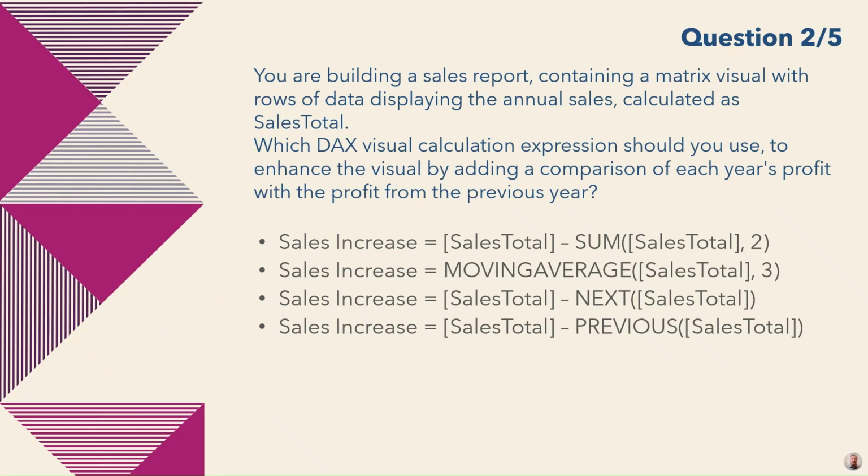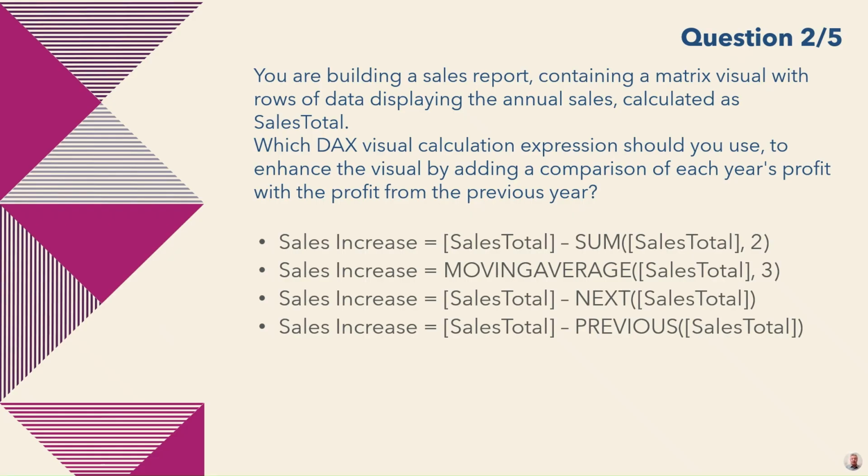Question 2. You are building a sales report containing a matrix visual with rows of data displaying the annual sales calculated as sales total. Which DAX visual calculation expression should you use to enhance the visual by adding a comparison of each year's profit with the profit from the previous year? And you have 4 different expressions.